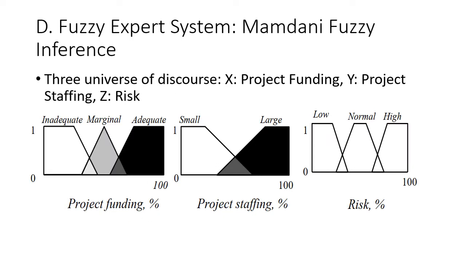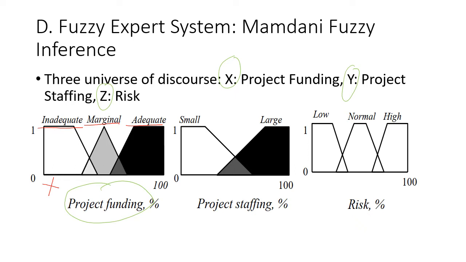So let's look at the 3 universes of discourse, where capital X is project funding, capital Y is project staffing, and capital Z is risk. So this is project funding. It is made up of 3 fuzzy sets. First one is inadequate, second one is marginal, third one is adequate. And this is with X as the universe of discourse.